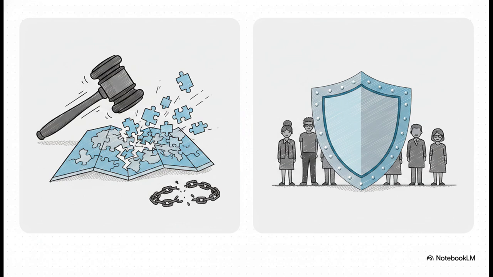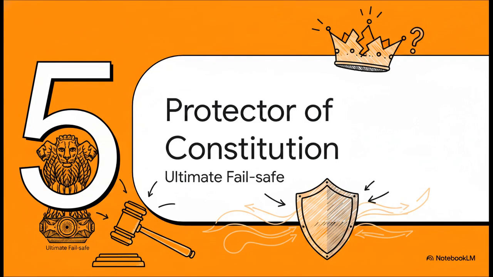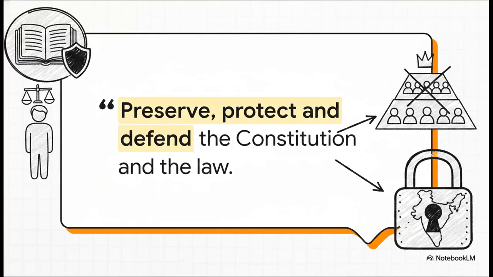When the chips are down, is the president a rubber stamp, or are they something else entirely? Final section: Protector of the Constitution. The answer to our mystery actually lies hidden in plain sight, right in the oath of office under Article 60. Before they even step into the role, the president swears to preserve, protect, and defend the Constitution and the law.